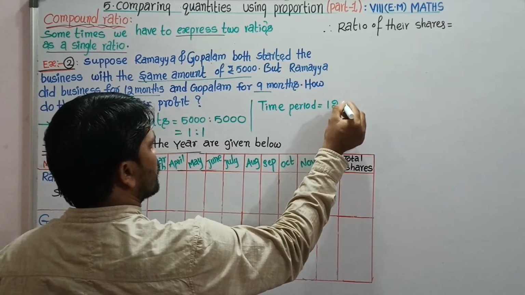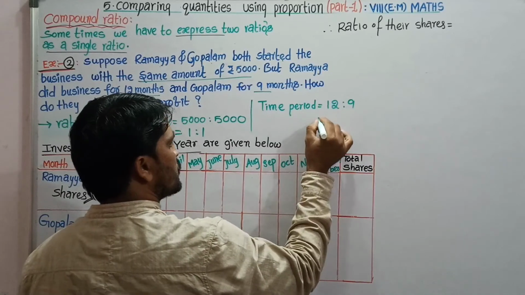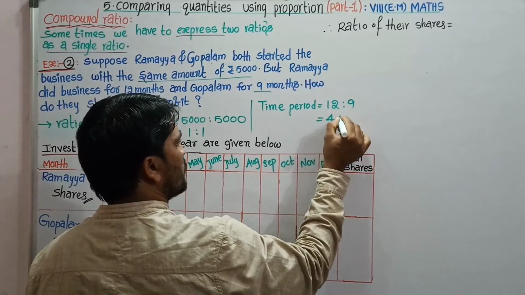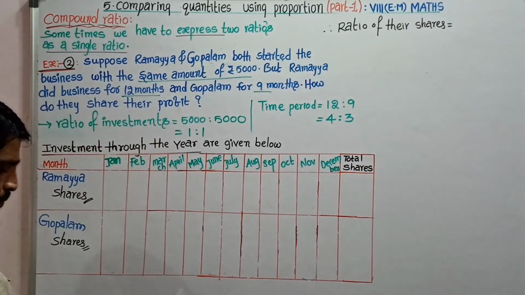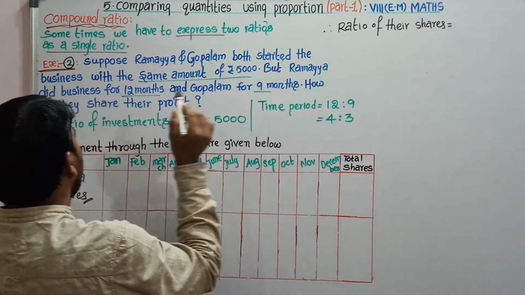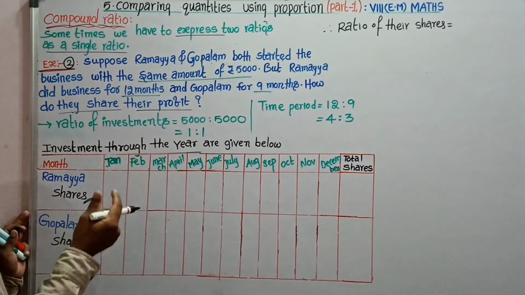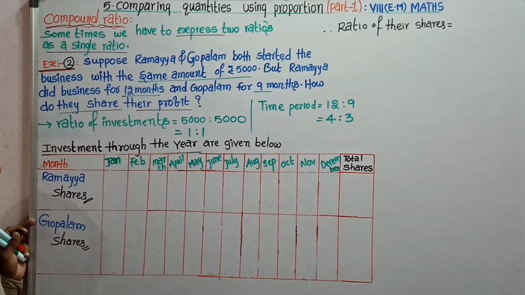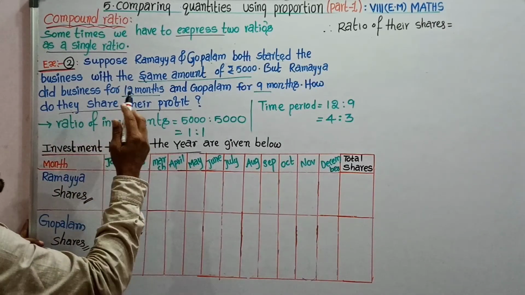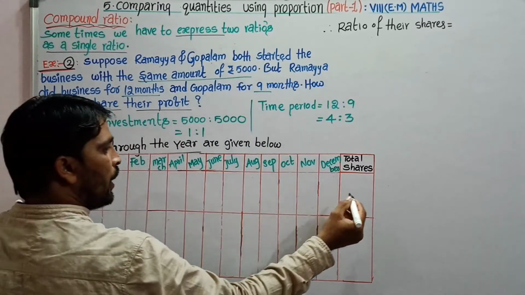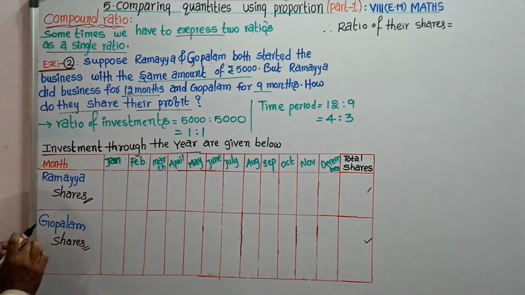Ramaya did the business for 12 months and Gopalan did the business for only 9 months, which is equal to 3 fours or 3 threes. Time ratio is equal to 4:3. How do they share their profit? Which is same as in case 1. They will divide their profit in the ratio of their shares. So we have to find Ramaya's share and Gopalam's share.